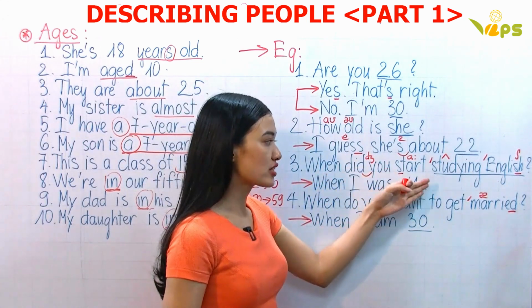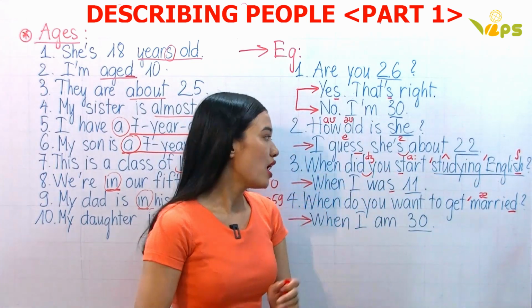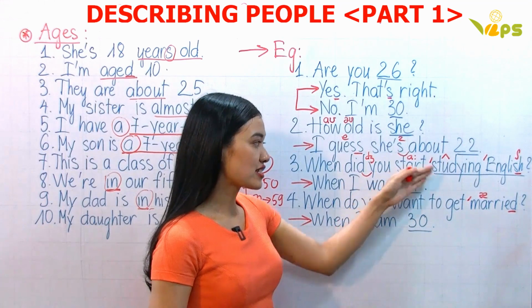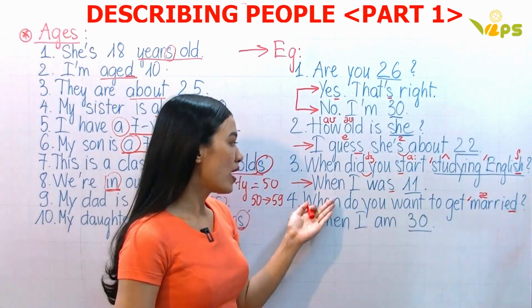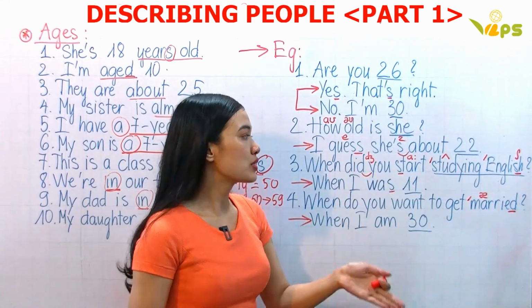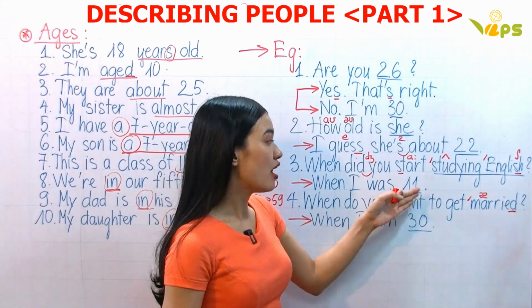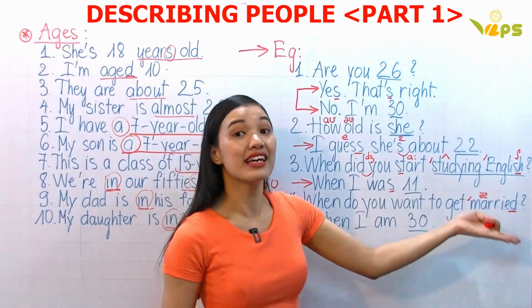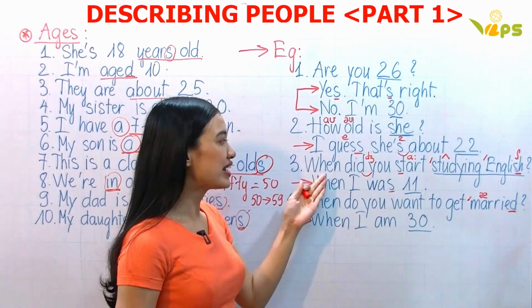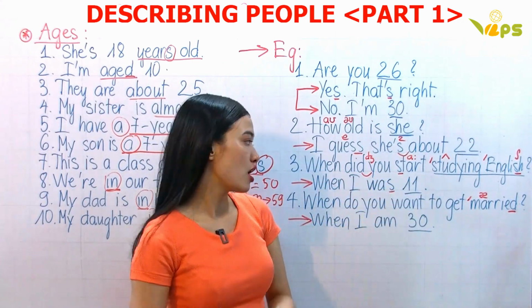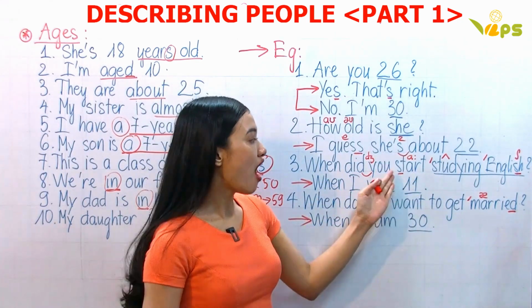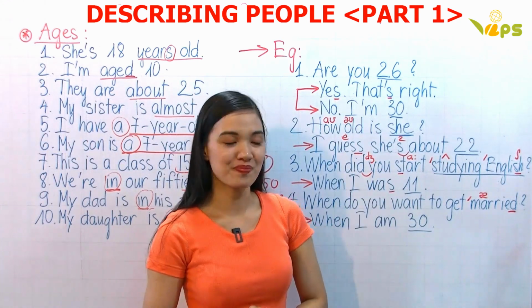Number 3, when did you start studying English? When I was 11. You can say, when I was 11, I started studying English. Again, when did you start studying English? When I was 11, I started studying English.